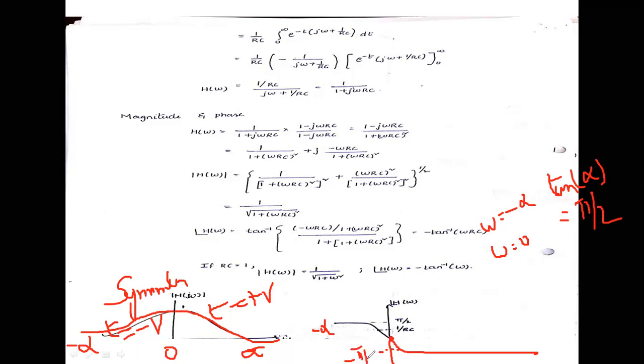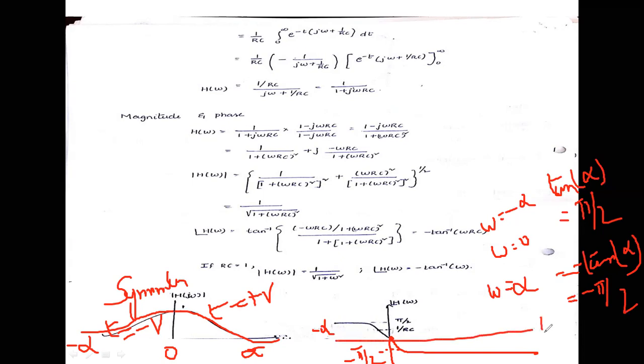This is minus pi by 2. When you take omega equal to infinity, what do you get? Minus tan inverse infinity, which is minus pi by 2. Minus pi by 2. Okay.